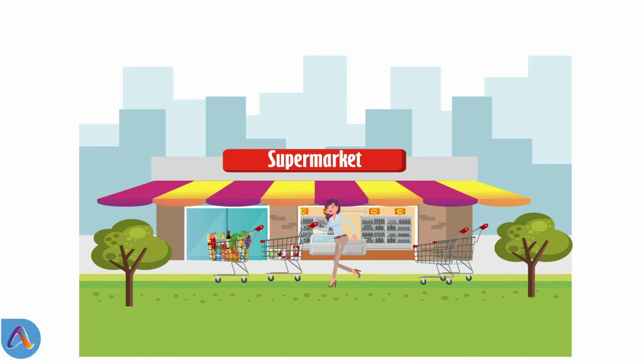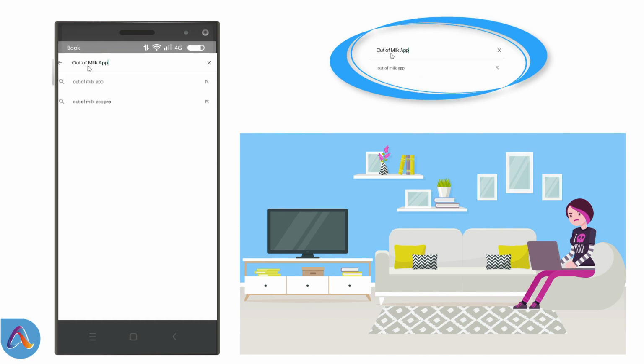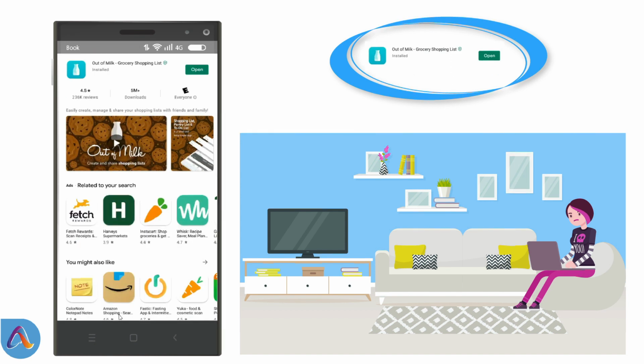Together, we will create a cheeseburger and french fries shopping list, using the Out of Milk app. If you are using an Android phone, click on the Play Store app. Search for the Out of Milk shopping list. Install the Out of Milk shopping list app. Open the Out of Milk app.